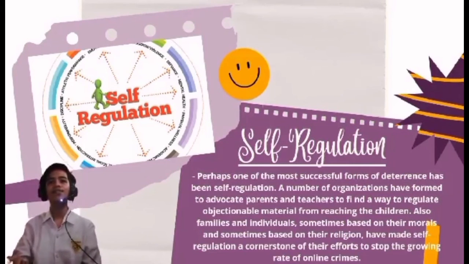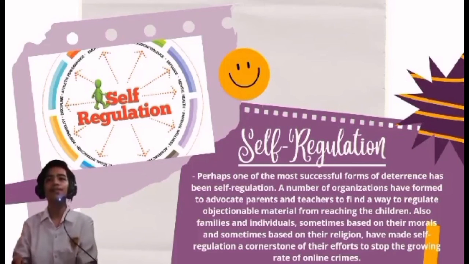Self-regulation. Perhaps one of the most successful forms of deterrence has been self-regulation. A number of organizations formed to advocate for parents and teachers to find ways to keep objectionable materials from reaching the children. Also, families and individuals, sometimes based on their morals and sometimes on their religion, have made self-regulation a cornerstone of their efforts to stop the growing rate of online crimes.